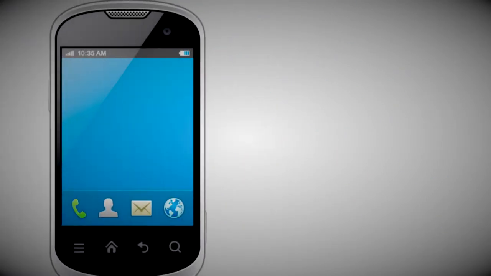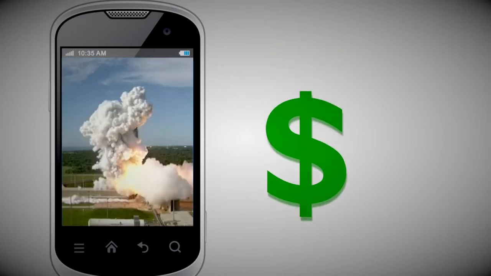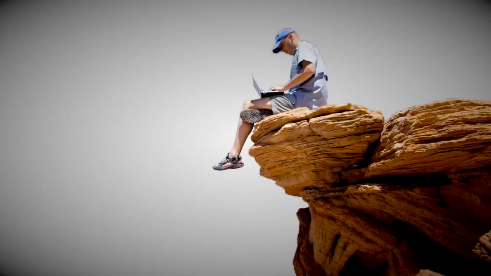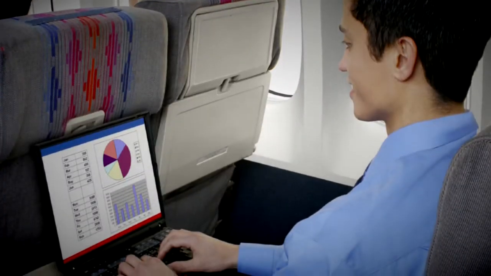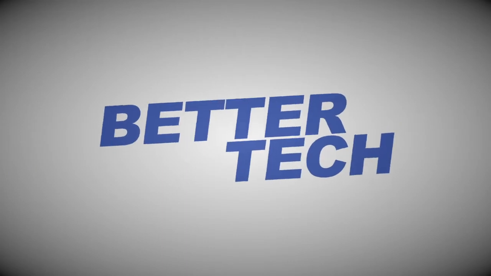For instance, a basic cell phone today has more processing power and costs much less than the Apollo guidance computer, which was used in the Apollo 11 moon mission in 1969. Today, computers are used just about everywhere, at home, at work, at school, and even when we travel. And with all that computing, companies are always looking for better technology.